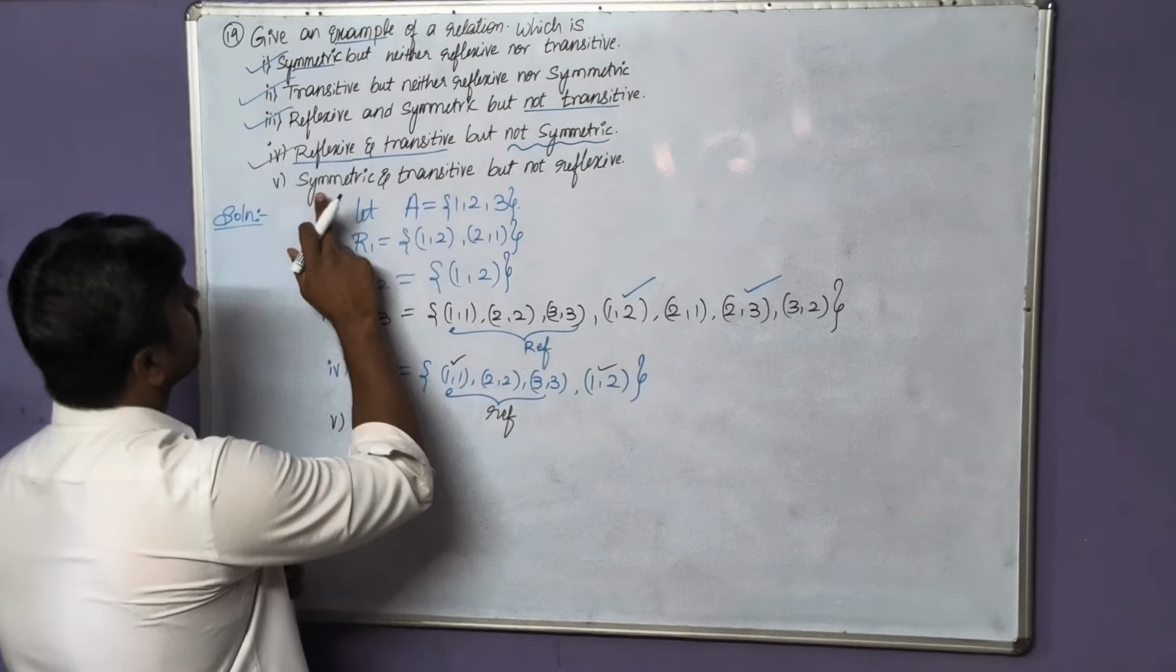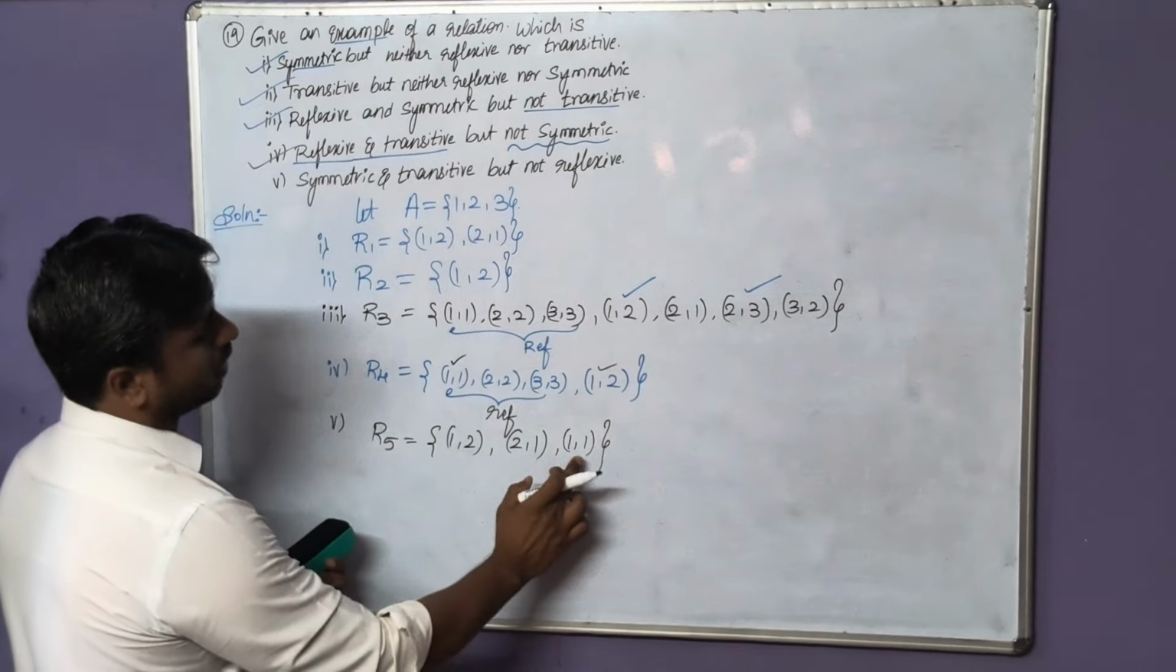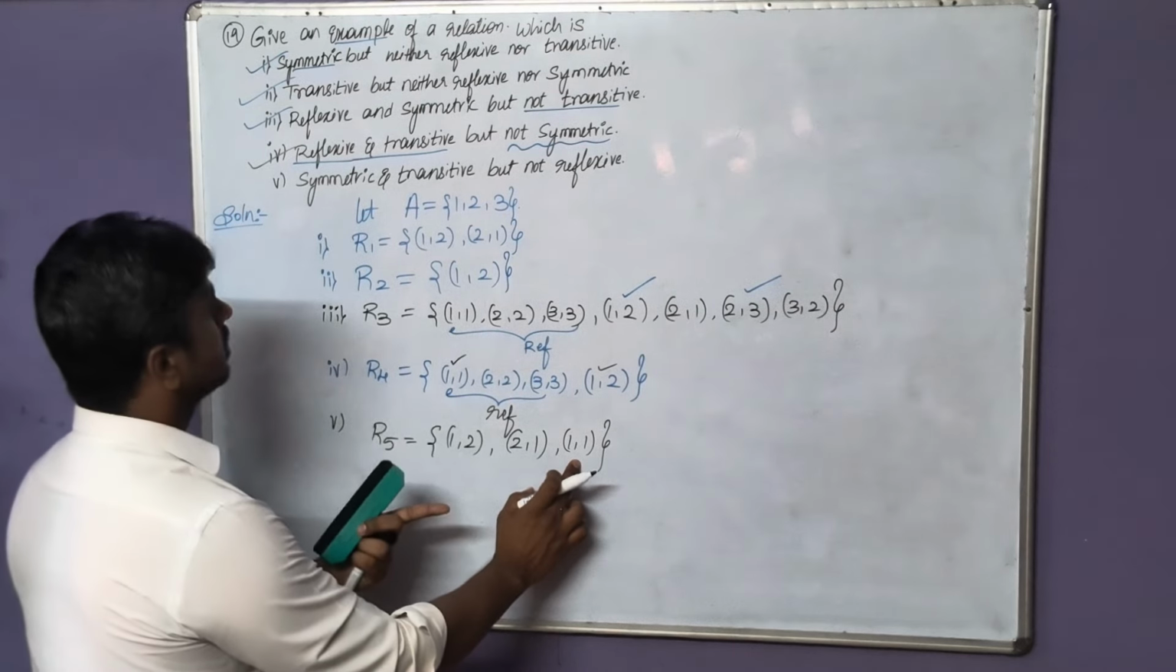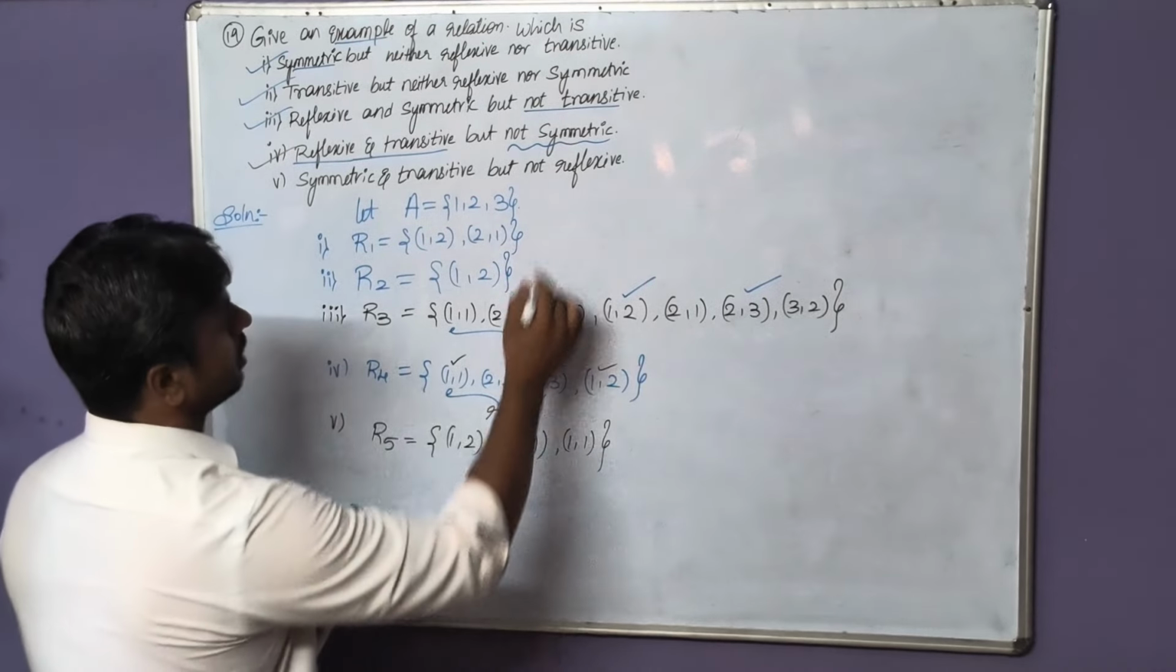Symmetric means we should have a non-identical ordered pair and the reverse of the same. If I take the non-identical ordered pair (1, 2) and (2, 1), it will become symmetric. But is it transitive? Unless we include (a, c), it will never become transitive. And can I say that the given relation is symmetric and transitive? Symmetric: a non-identical ordered pair and the reverse of that. And we have (1, 1), the reverse of that is itself. Yes, the given relation is symmetric and transitive, but it is not reflexive.